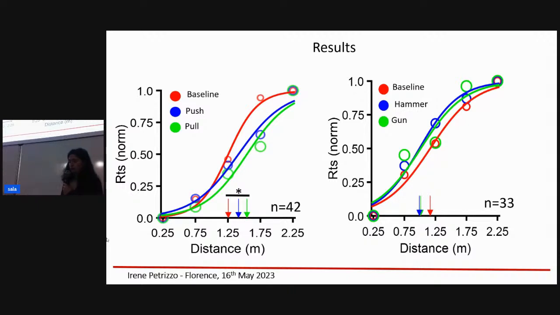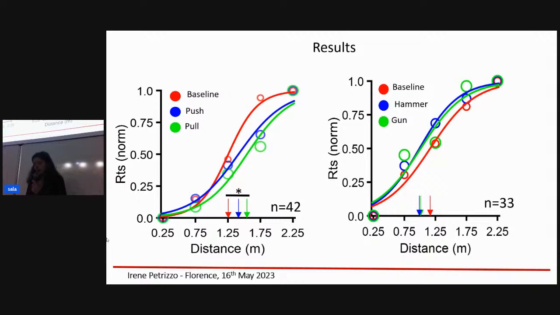And the green curve on the left is the pull training. And as you can see, we managed to replicate what had already been found in the literature. So after this training, that again is very brief, only 10 minutes, there was an enlargement of the peripersonal space. The pushing training, which is very similar but has an opposite direction of motion, seemed to trigger some kind of expansion, but this was not enough to reach statistical significance, so it was not effective.